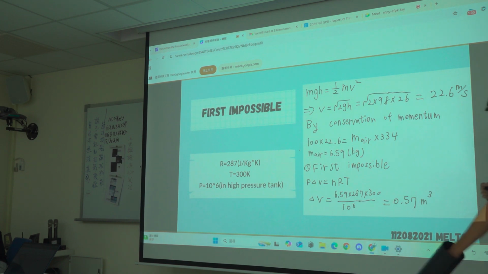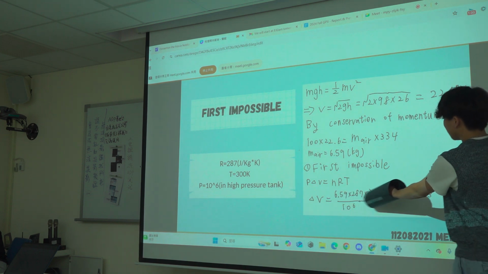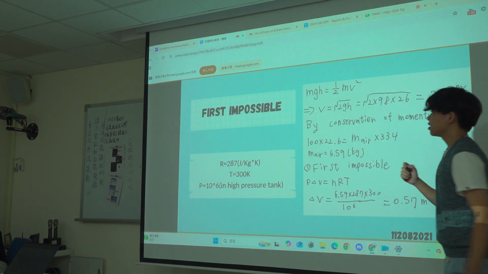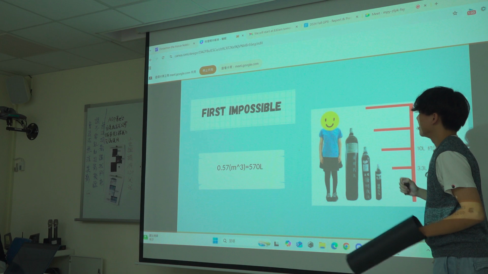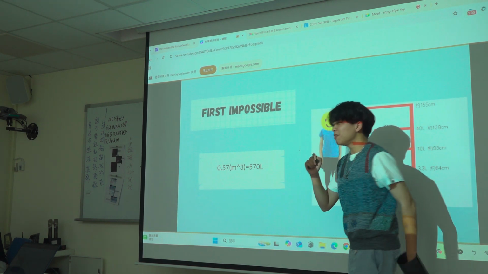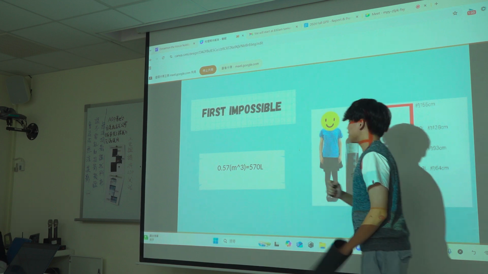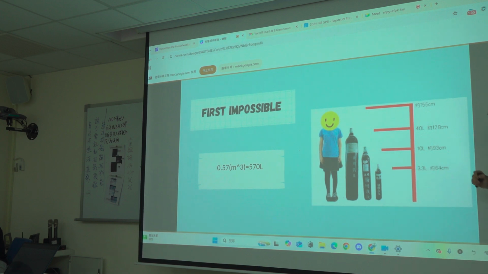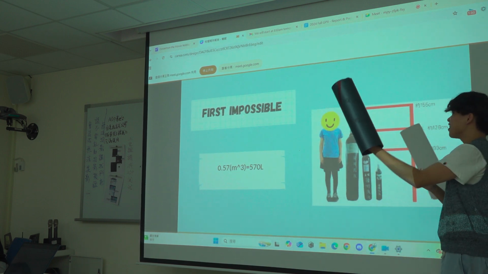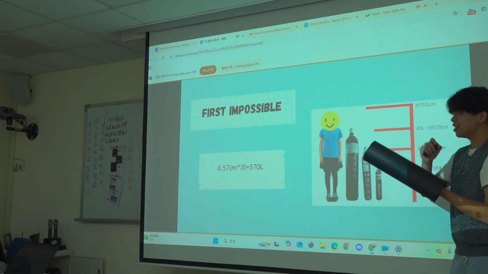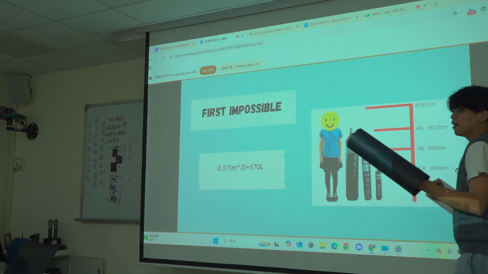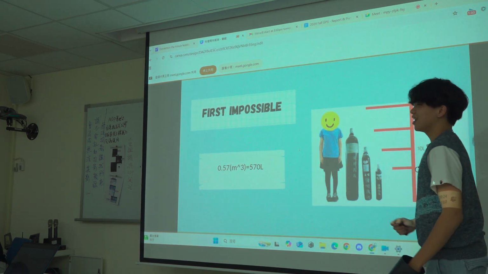PV equals nRT, so V is equal to this times this divided, so we get 0.57 cubic meters. Next. So 0.57 cubic meters is equal to 170 liters. As we know in the picture, the 40 liter gas bottle is this height, 128 centimeters. So if this can make this much, it may contain that kind of very many gas to make it hit a strong heat.